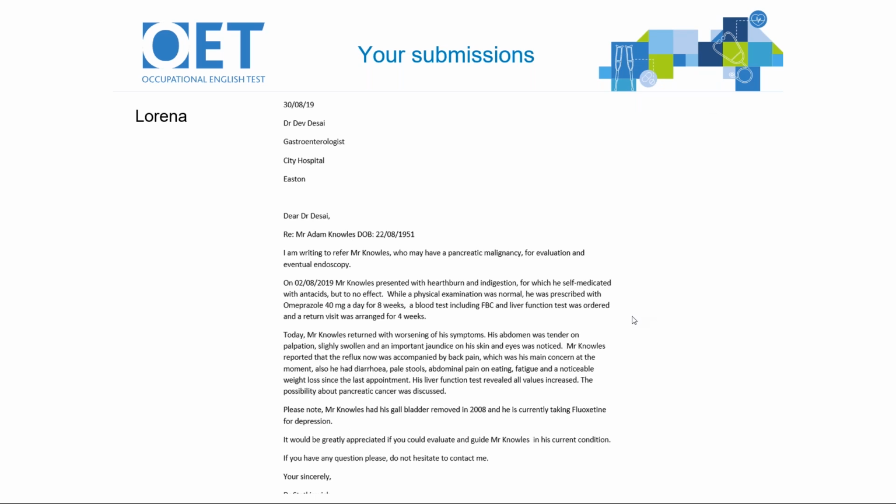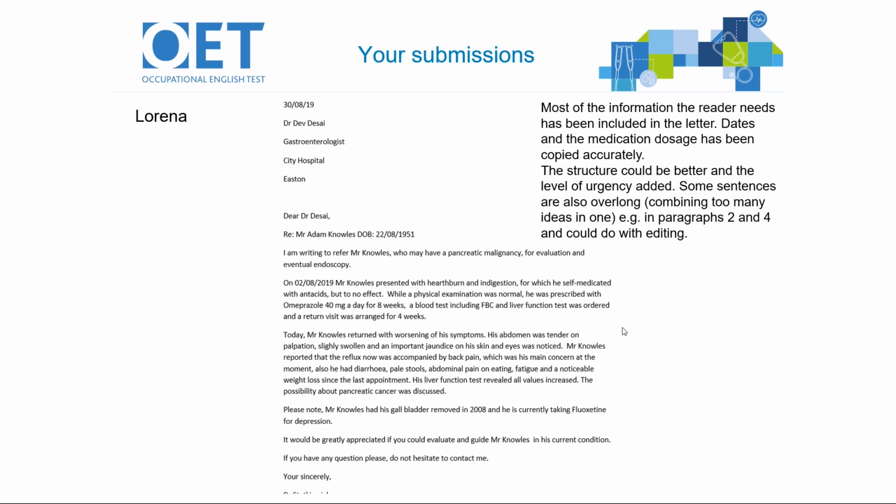And the final letter I'm going to comment on comes from Lorena. Most of the information that the reader needs has been included, and things like dates and medication have been copied accurately. Again, the structure could be better and the level of urgency added. And in this example, some of the sentences are overlong. Too many ideas are being combined into one. So for example, in paragraphs 2 and 4, there are some overlong sentences which could do with some editing, perhaps splitting into 2 to make them clearer for the reader to understand.